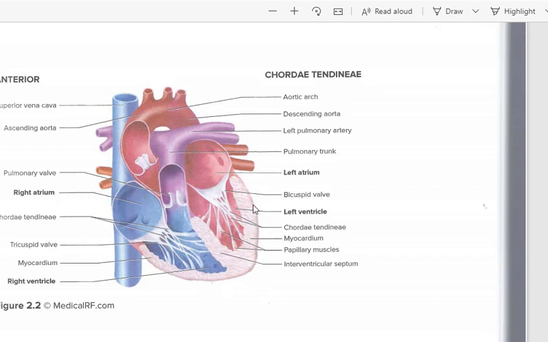So that's the left side because it is pointing to the left. But the other thing that's a dead giveaway is, well, you can count the flaps, because the left side has 2 flaps and the right side has 3 flaps for the valve, tricuspid versus bicuspid. But you can also look at the wall. The outer wall right here is way, way thicker than this one.